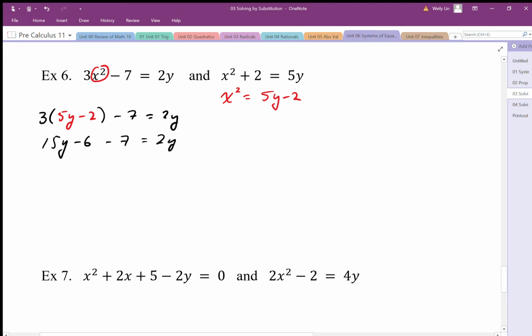And I can solve for y, so subtract 2y from both sides, add 13 to both sides, okay, to cancel out the negative 6 and negative 7. So I end up with y equals 1.